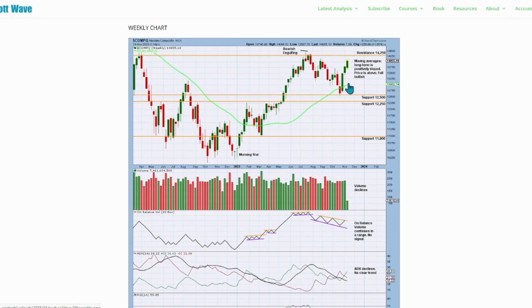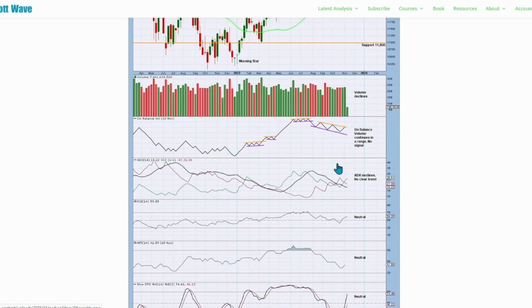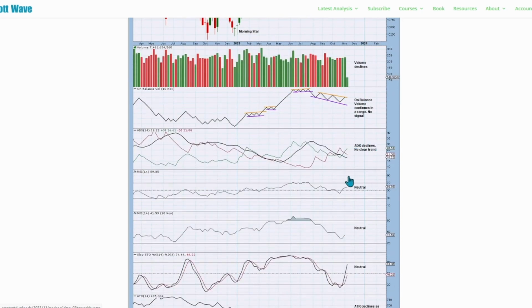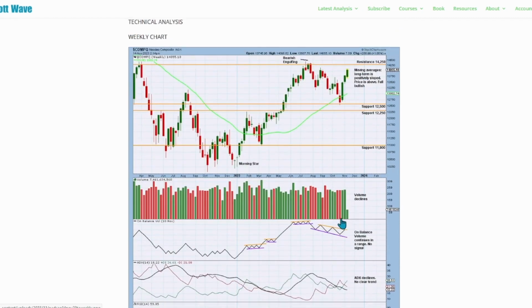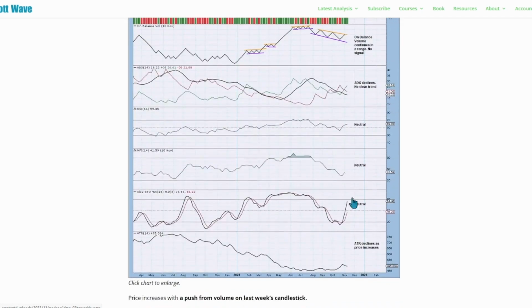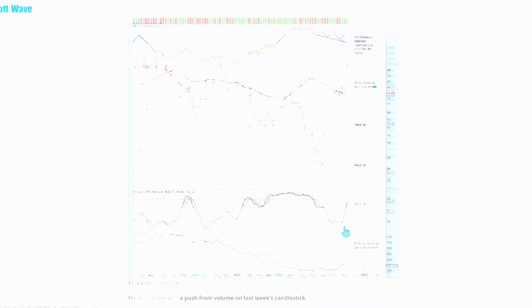On the technical weekly chart, price has increased from support at 12500 towards resistance at 14250. Volume is overall declining, though there is a slight push from volume on last week's completed candlestick. On balance, volume continues in a range with no signal. ADX declines, showing no clear trend, with RSI and money flow both neutral. Stochastics is neutral and increasing as price moves towards resistance at 14250, where stochastics may enter overbought.